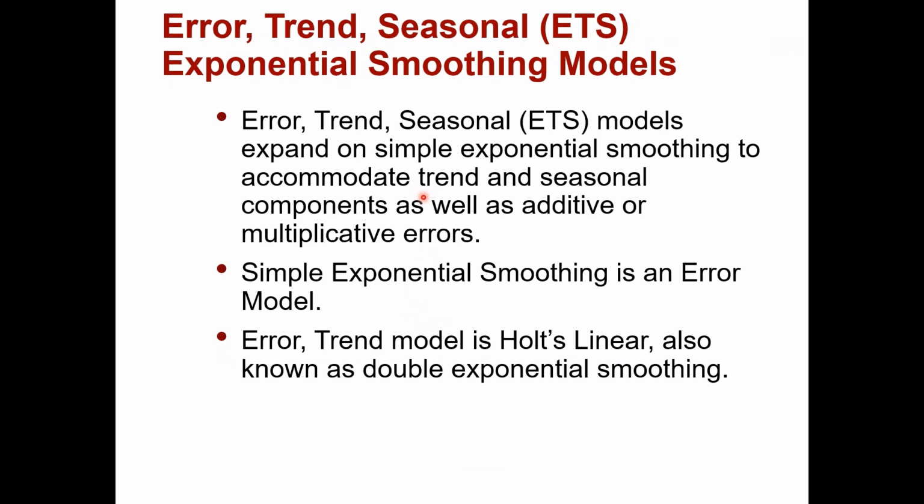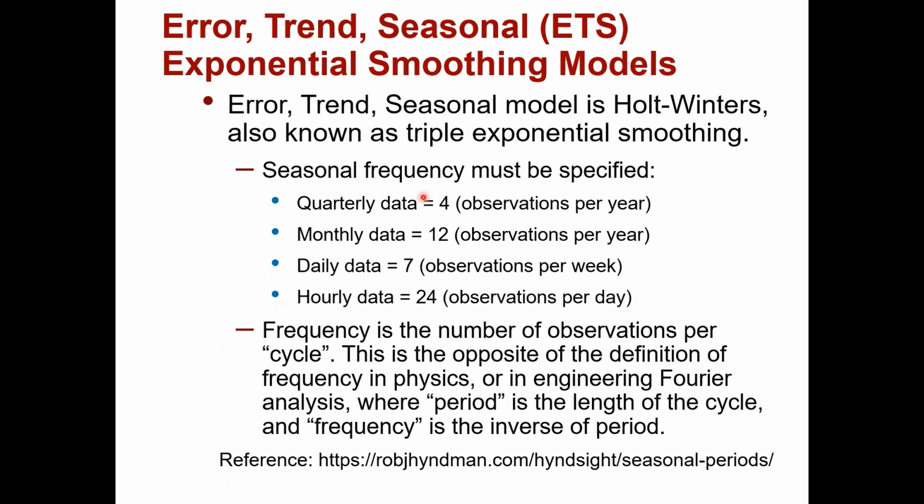Okay, let me just discuss exponential smoothing. Now, we looked at simple exponential smoothing. We can expand that and include trend, and that's known as Holt's linear or double exponential smoothing. And then if you have error, trend, and seasonal, this is known as Holt-Winters or triple exponential smoothing.